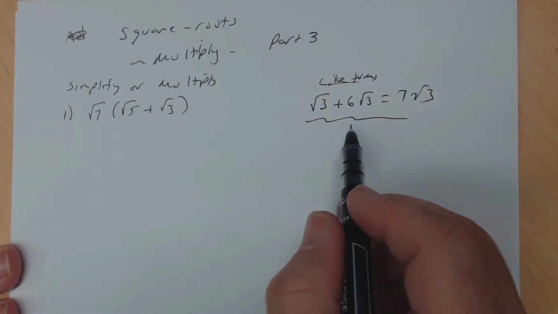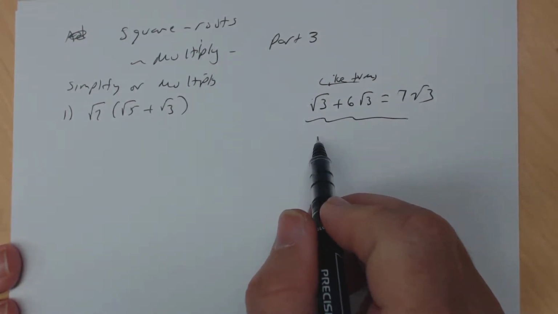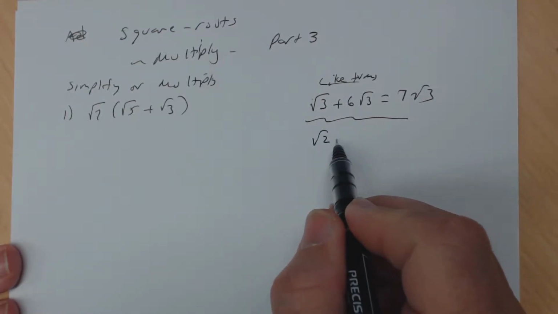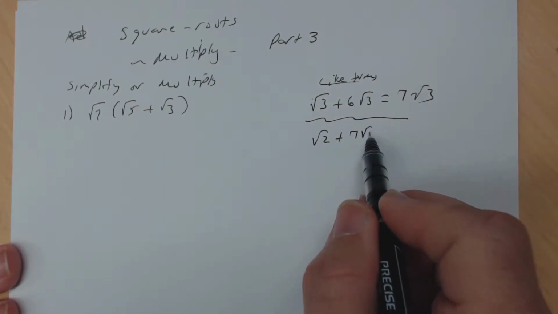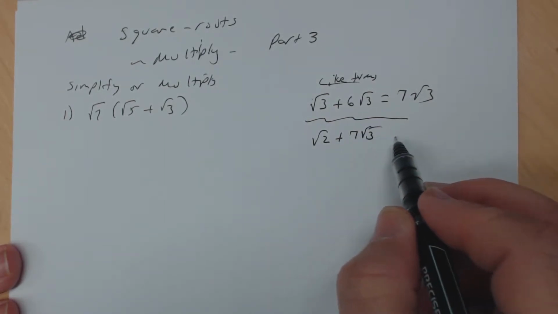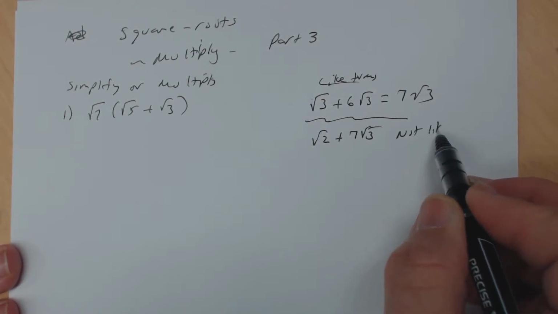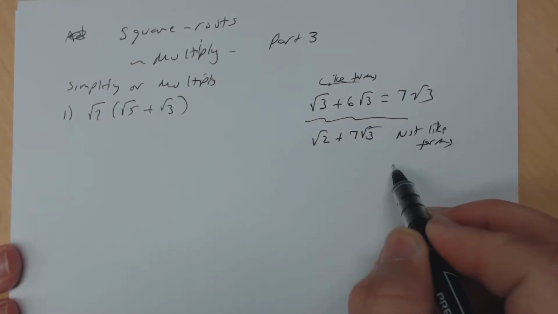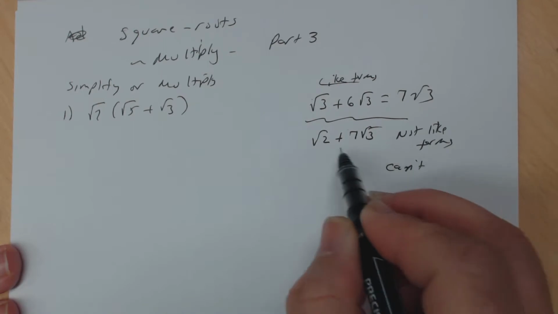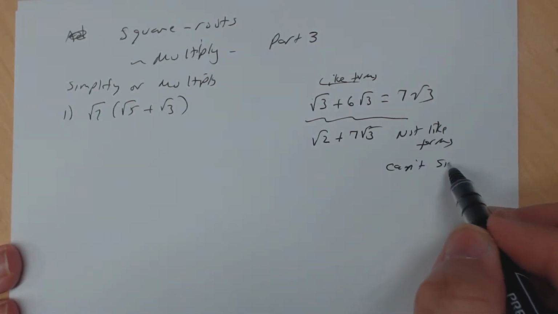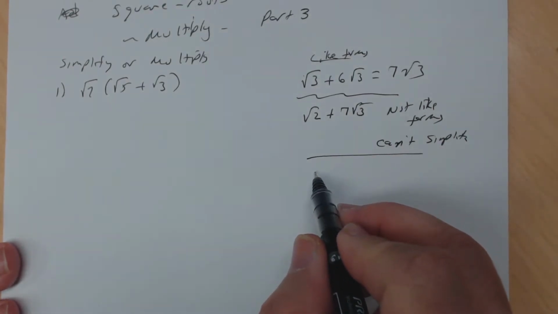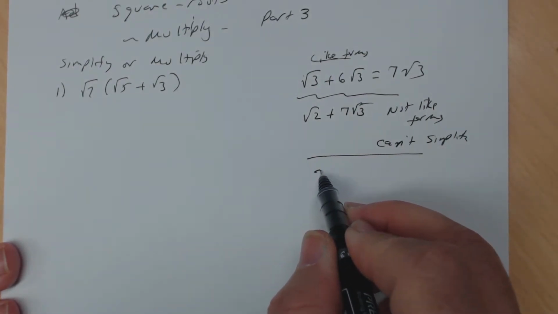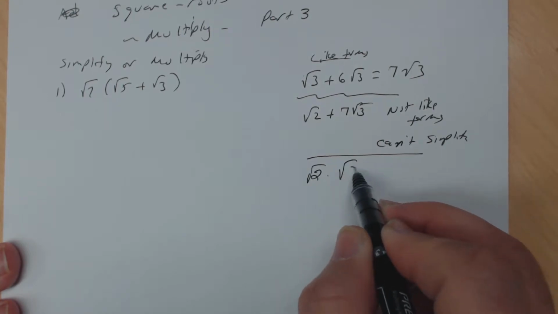Now, when you're talking about multiplying them, let's suppose you had, let's say, the square root of 2 plus 7 square root of 3. Those are not like terms, so I can't simplify with regards to adding. Okay? Now, what if I were multiplying them? So let's talk about that. So let's suppose I had square root of 2 times the square root of 3.